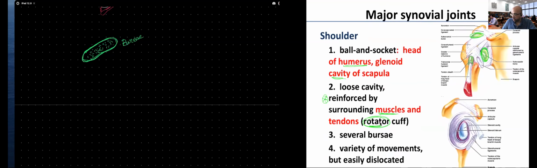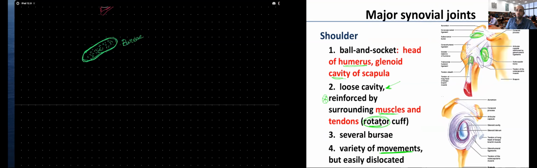The shoulder joint will allow a variety of movement. This is going to be providing you with a much wider range of movement compared to something like the hip joint, although both of them are ball and socket joints. But the shoulder joint, as it has a loose cavity, is going to be providing you with a wider range of movement.